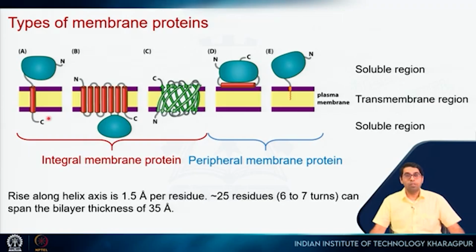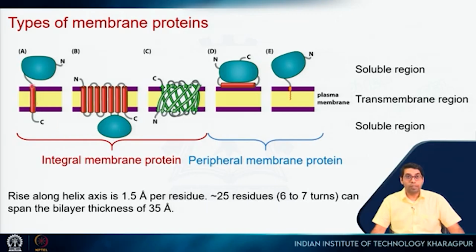Depending on how the proteins are anchored to the membrane, we can have these 5 different types of membrane proteins. This is the membrane, and anything that passes through it will be called the transmembrane region of the protein. Anything that is outside or inside will be soluble. These are very much similar to our soluble proteins, but the transmembrane regions have different characteristics compared to what we have seen for soluble proteins.